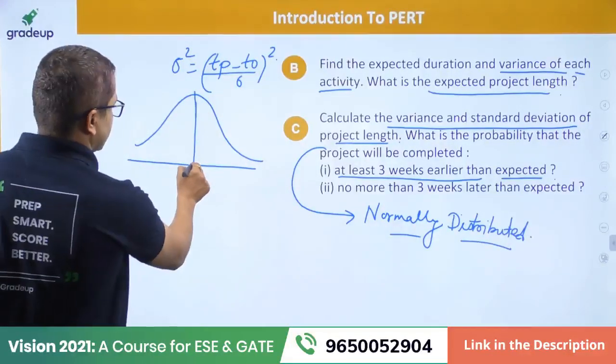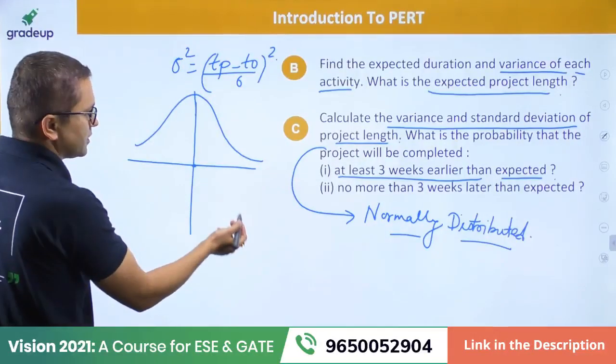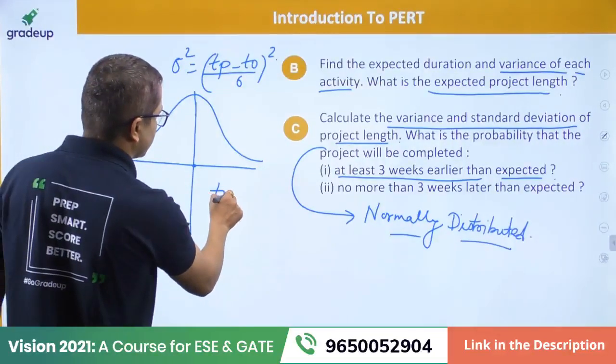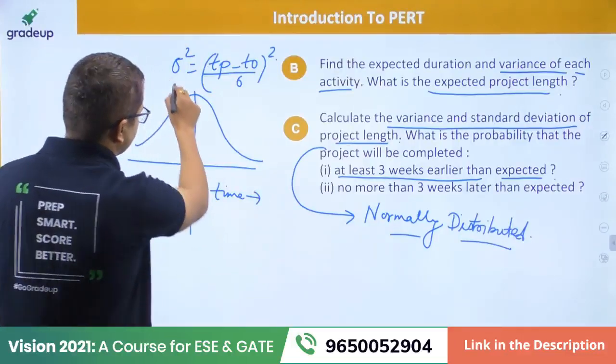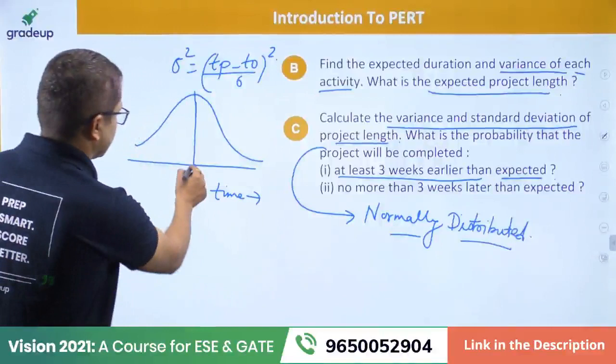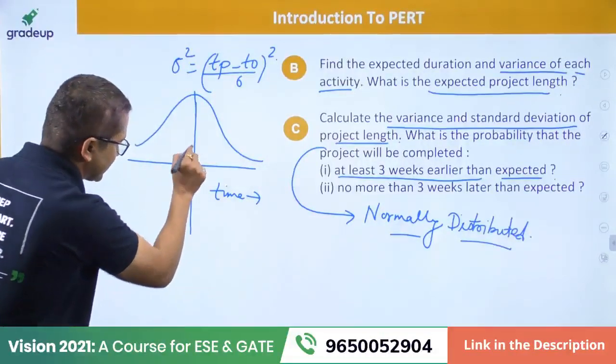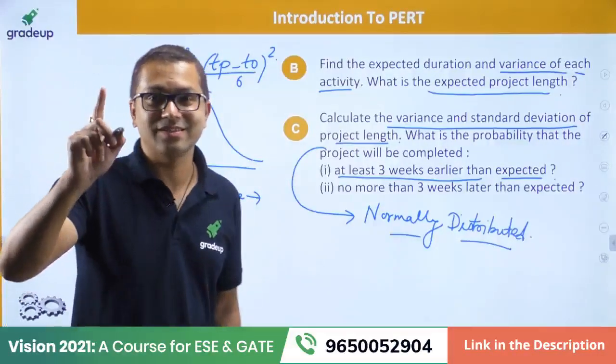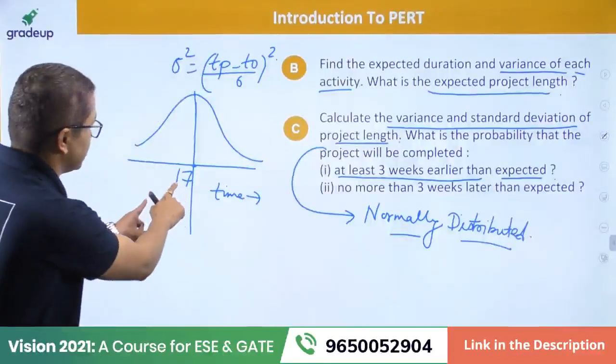Now this is the mean of the normal distribution, right? And we are talking about time over here on the x-axis, and y is the frequency. So this is nothing but 17. This is what we had calculated, 17 average number of days. That's why I'm writing 17 here.